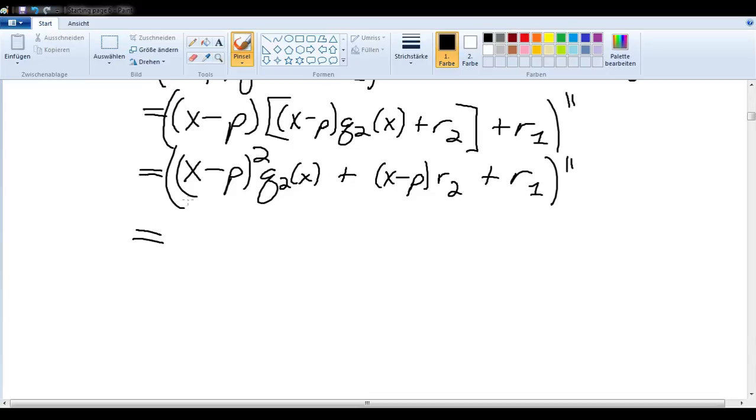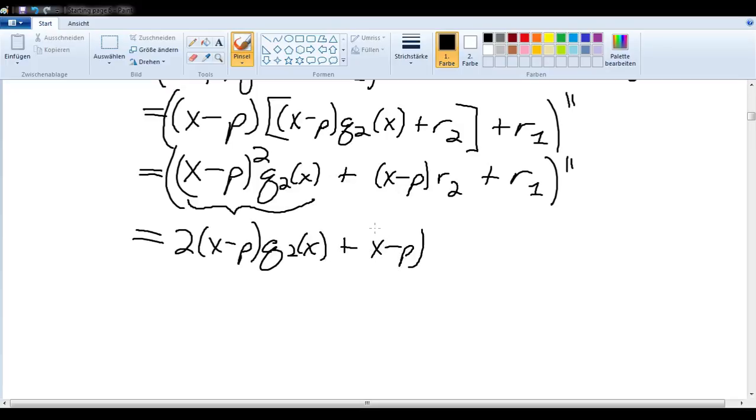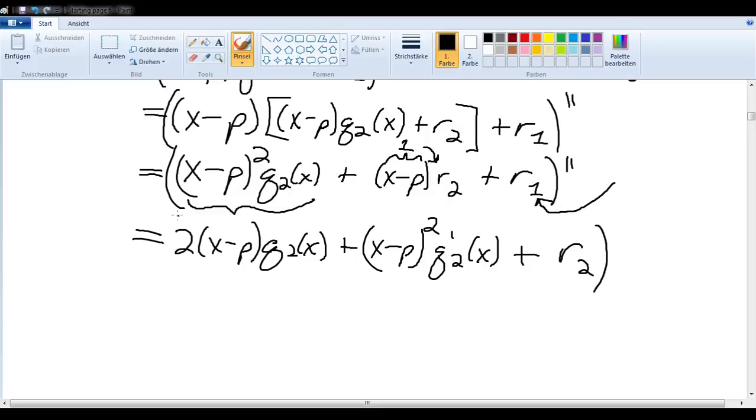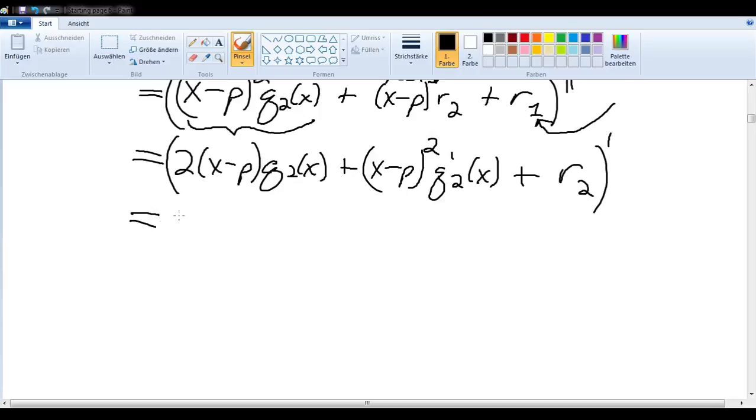So we can do that using the product rule here. So 2 times x minus p, and we'll leave that as is, plus, now we'll leave the first part as is, and then the derivative of q sub 2, plus, now the derivative of this is 1 times r sub 2, so we end up with r sub 2. And if we take the derivative of this constant here, that will vanish, of course. So now we're left with this, and we only need to take one more derivative, and we'll be home.